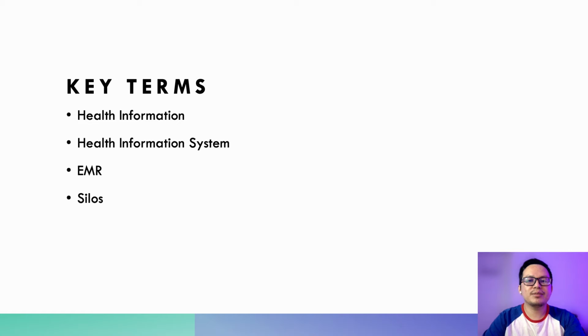These are the key terms that you need to know before proceeding to our discussion today. These are just four, and I think there are a lot of them. First is health information system, EMR, and silos.